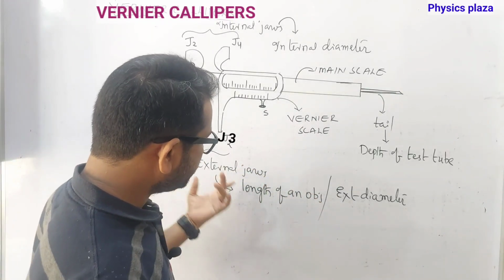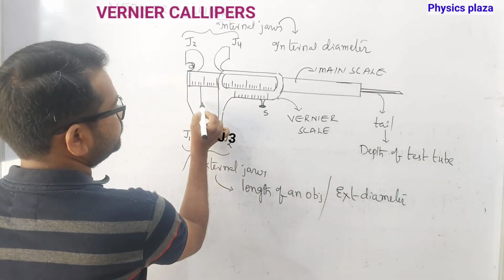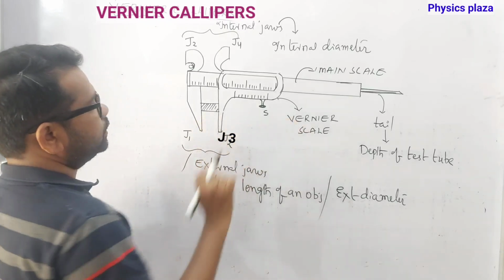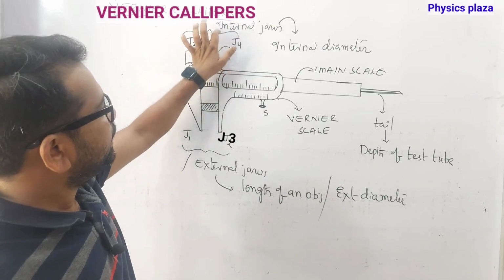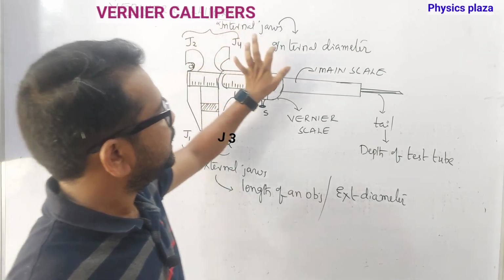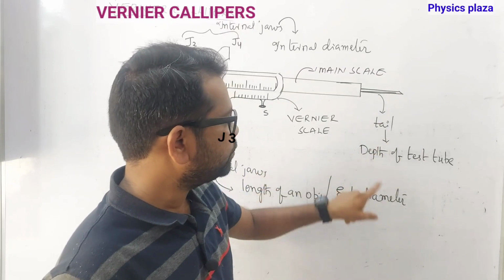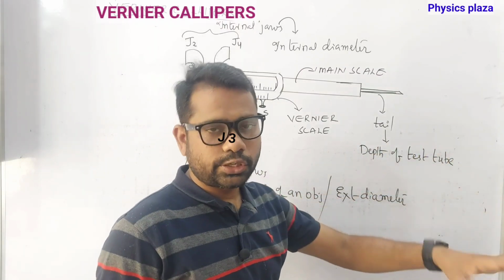The external jaws are used to find the length of an object, meaning the object is placed between these two external jaws, held, and its length can be measured. Whereas J2 and J4 are called internal jaws, with which we can measure the internal diameter. And here is a tail, a metallic one. With the help of that tail we can measure the depth of a given test tube-like thing.